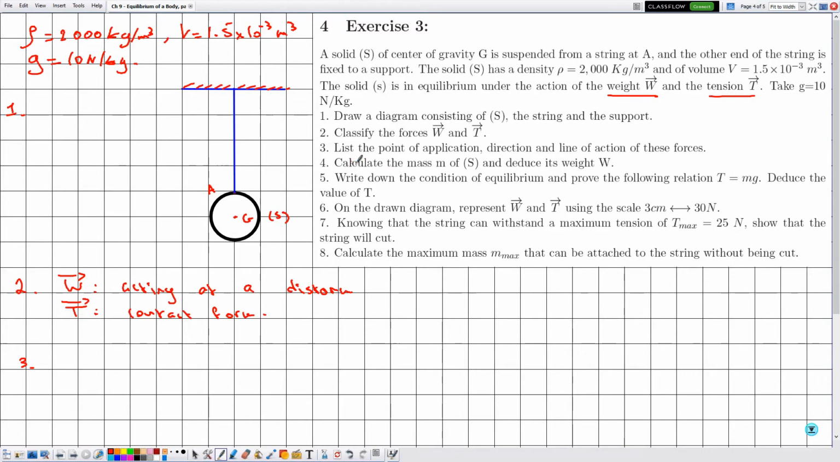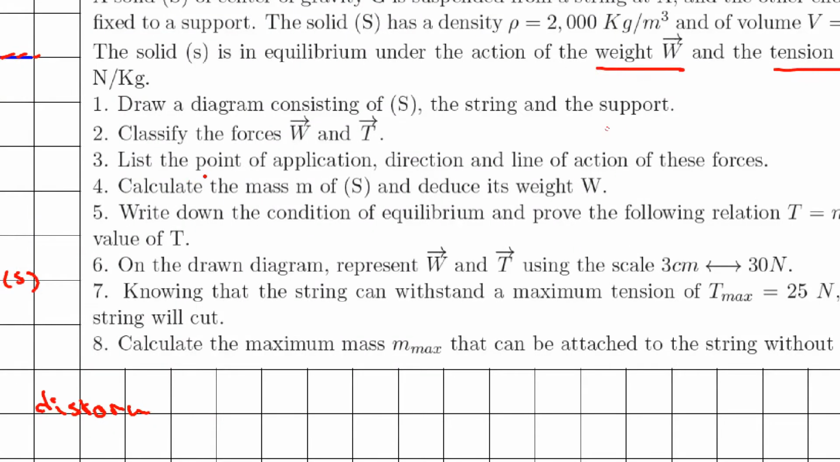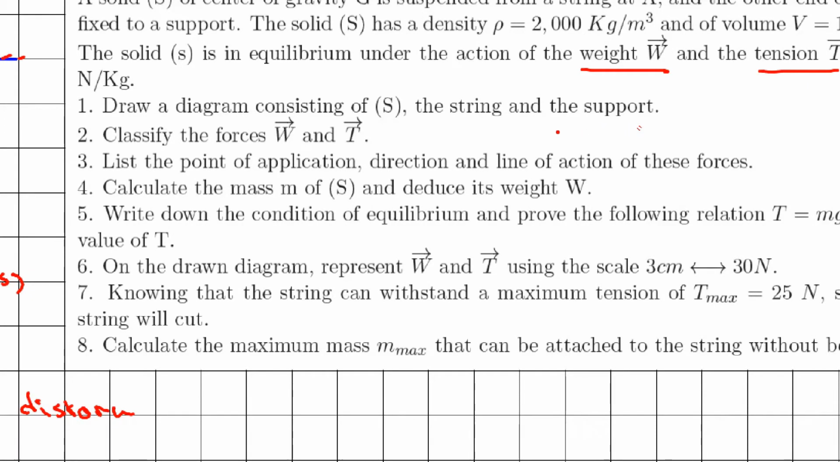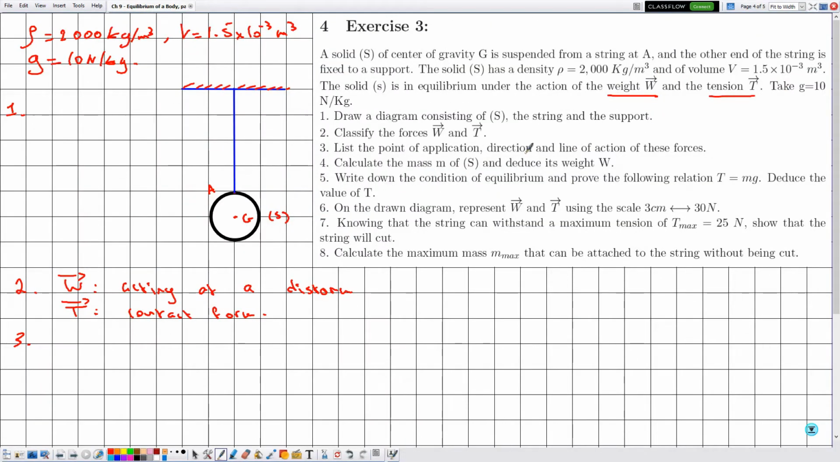Now here in number 3, we need to list the point of application, the direction, and the line of action of these forces. Let me start with the weight W. Then for each of these forces, we need to specify the point of application, the direction, and the line of action. But here notice that we need to specify them in the Pilgrim order, so we will start with the point of application, the line of action, then the direction, and not in the following order. So then let me start with the weight W.